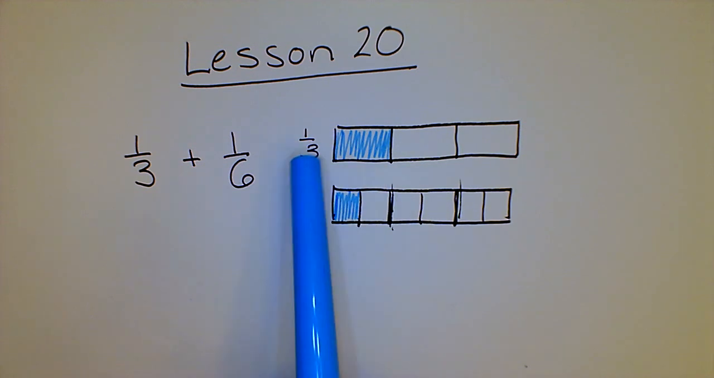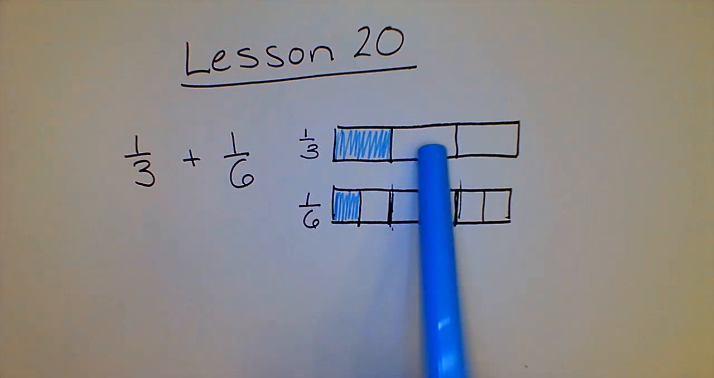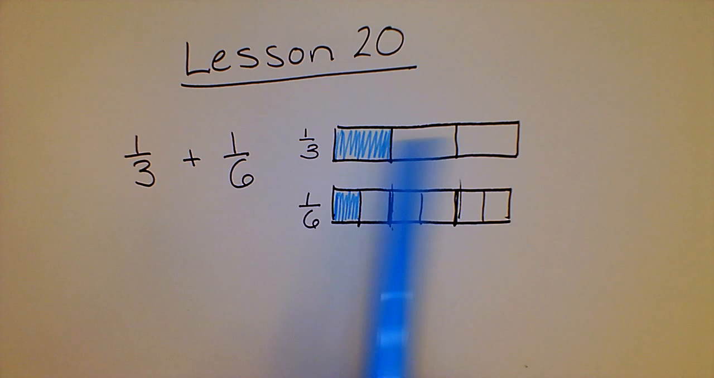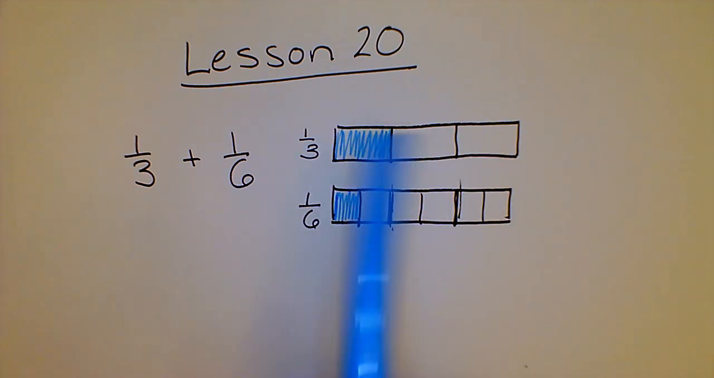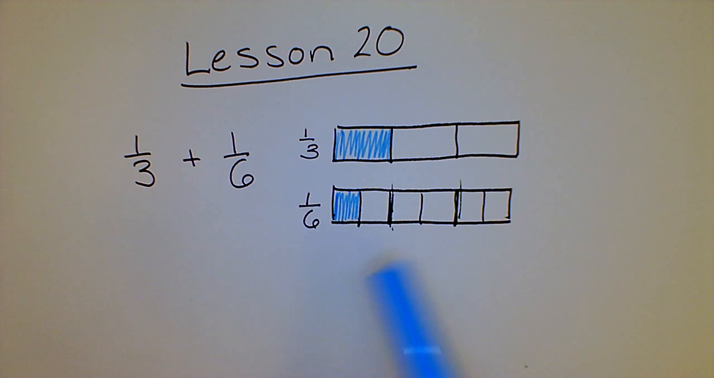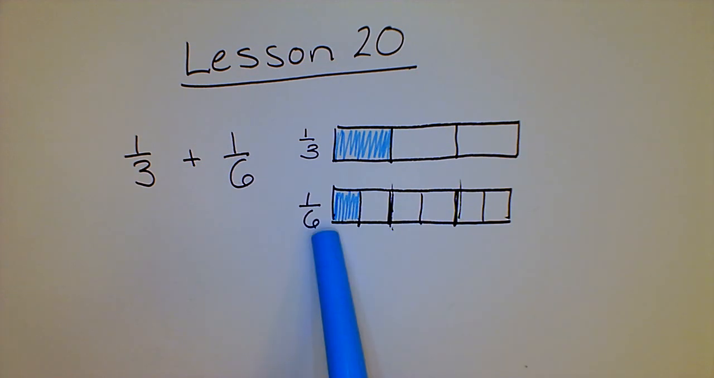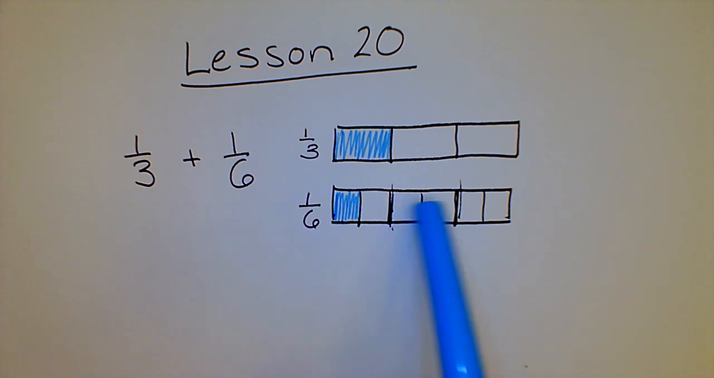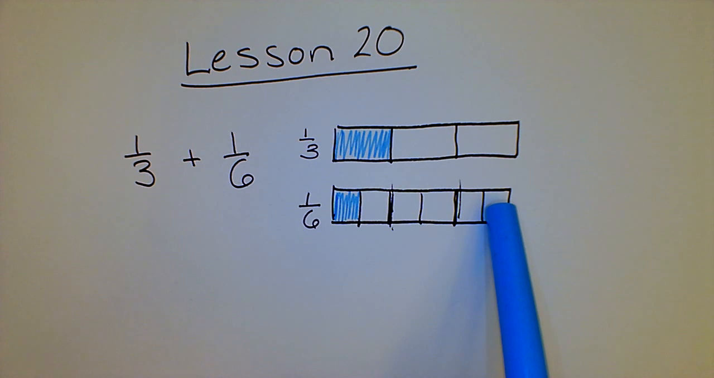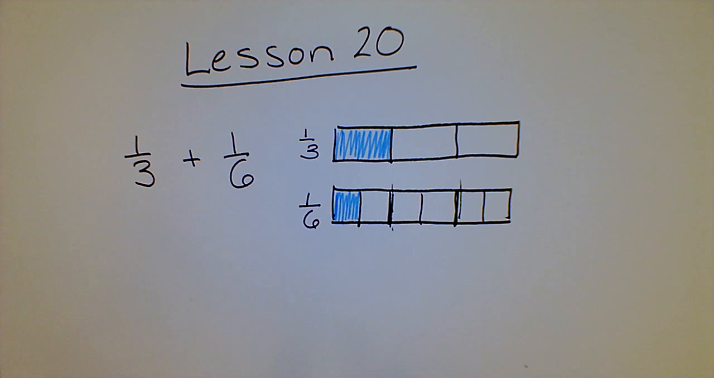For this one, you can see that my denominator is 3, so I have 3 equal-sized pieces or parts. And here you can see that I shaded in one of them because my numerator is 1. Down here, I have 1/6, so I have 1, 2, 3, 4, 5, 6 parts, and one of them is shaded in for that numerator. So if I want to add these, I'm going to have to turn one of these fractions, change its denominator. I'm going to have to decompose it.